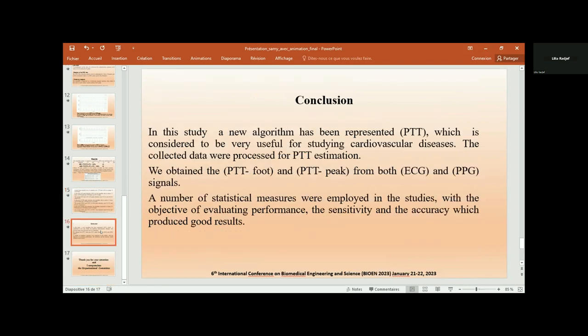In conclusion, in this study, a new algorithm has been presented for PTT, which is considered to be very useful for studying cardiovascular diseases. The collected data were processed for PTT estimation. We obtained the PTT foot and the PTT peak from both ECG and PPG signals. A number of statistical measures were employed in the study with the objective of evaluating performance, the sensitivity and the accuracy, which produced a good result.